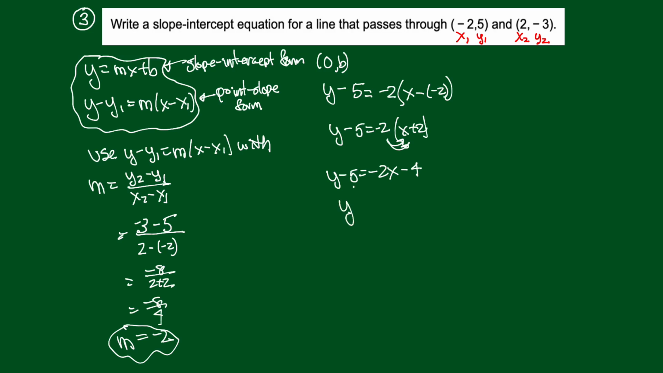Let's add that 5. So we'll get y equals negative 2x. Now what do you get here? Negative 4 plus 5 is plus 1.